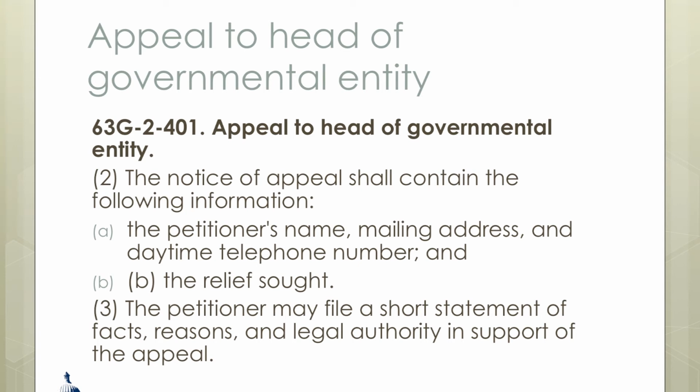And so their appeal has to have their name, mailing address, and phone number, and an explanation of the relief sought. And they can file a short statement about the facts and reasons and legal authority in support of that appeal. So there's another important element here, and that is that the chief administrative officer has what is called the weighing privilege. So this is talked about in various places throughout GRAMA, but basically it means that the chief administrative officer has the authority to decide that in a specific situation, a record is properly classified as private or protected.